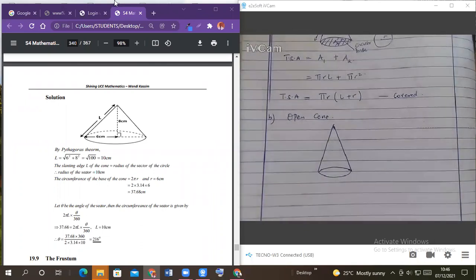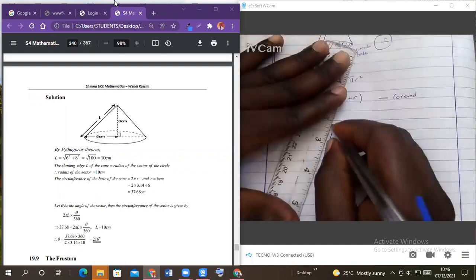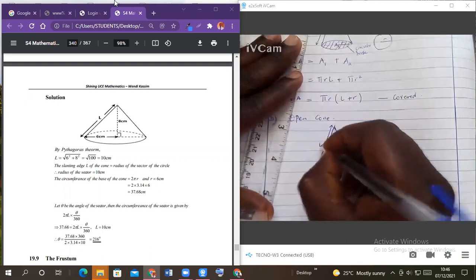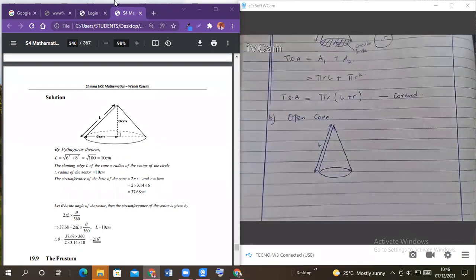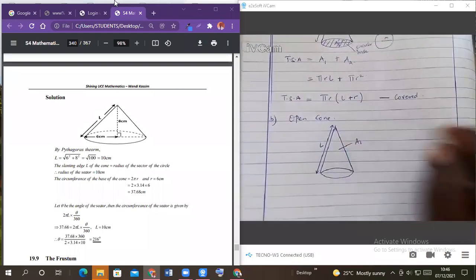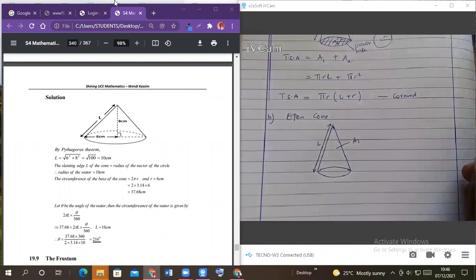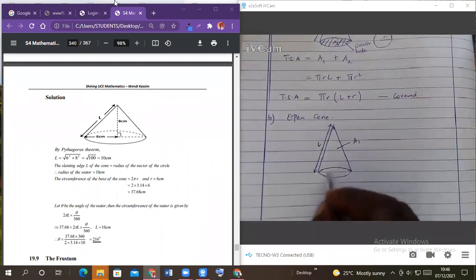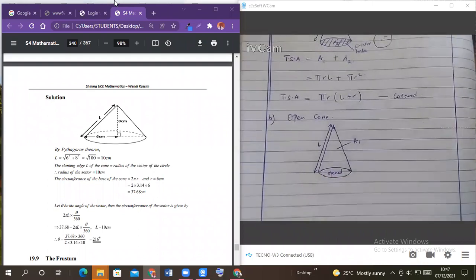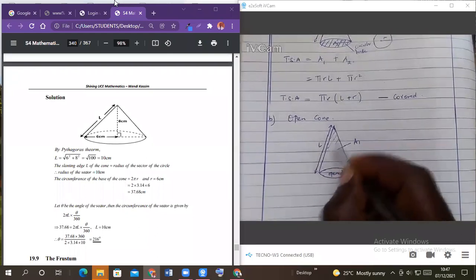And this is our length L. So here it means that the only surface that we have is A1. That is the only surface area that we have. Why? Because this part is open. There is nothing. So we only have this surface area.